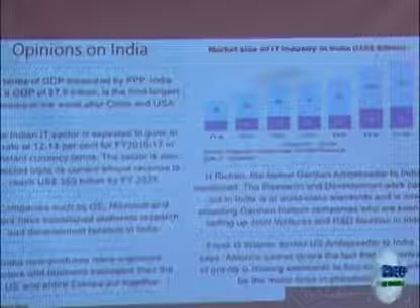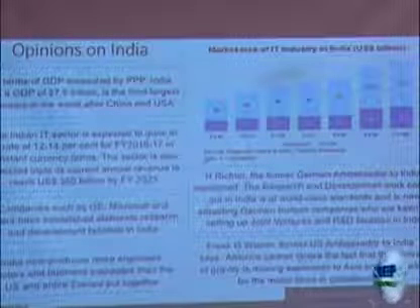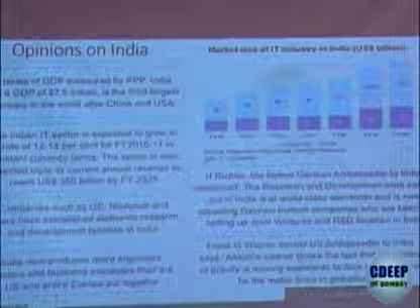Many behemoths in the corporate sector like GE and Microsoft have established research and development centers in India, which goes on to show that even multinational companies consider India as one of the countries that has a major say in the technological development in today's world.